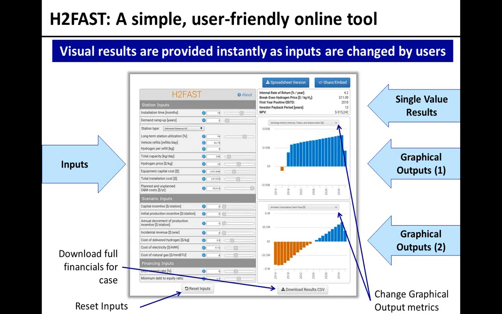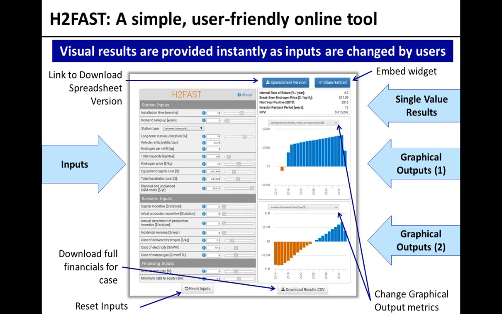Below those, there are two graphical outputs. And as those blue arrows indicate, those point to the tiles across the top, which are actually drop-down menus. So these two examples are net income and then cumulative cash flow on the bottom, or net cash flow and then cumulative cash flow. If you click on those drop-down menus, you can choose from a broader range of time series metrics to change those visualizations on the right-hand side. And then as you can see, these arrows are pointing to other parts of the interface. In addition to those drop-down menus, if you want to go back to the original default values, which are taken from HRSAM, you can click on the Reset Inputs button.